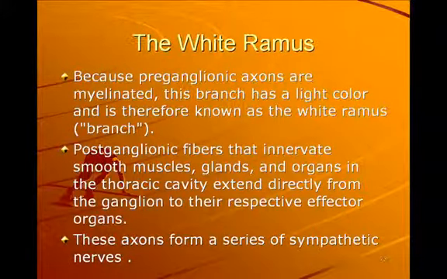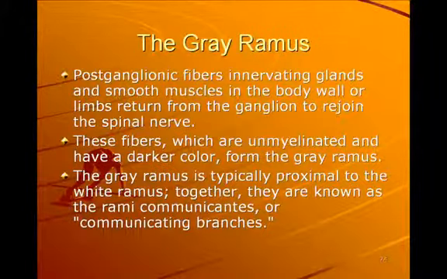The term white ramus: because preganglionic axons are myelinated, this branch has a lighter color, therefore known as the white ramus. Postganglionic fibers that innervate smooth muscle, glands, and organs in the thoracic cavity extend directly from the ganglion to their respective effector organs. These axons form a series of sympathetic nerves.